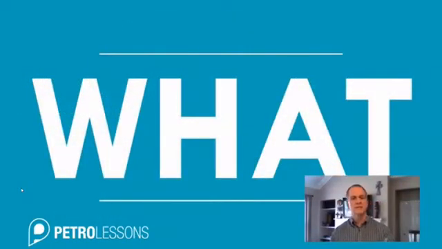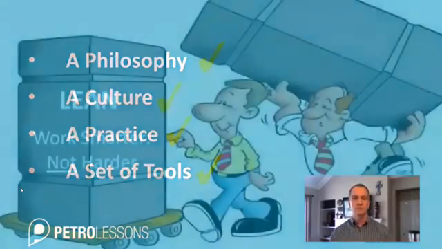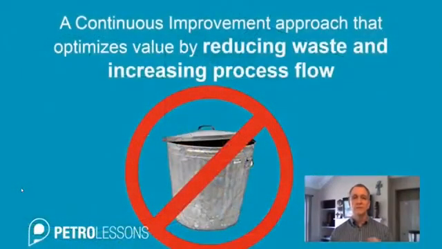Now, what is lean? Is it a philosophy? Is it a culture, a practice, a set of tools? Well, actually, it's all of these. It's a holistic approach to changing your culture and changing how people view their work and address issues, to go from firefighting to being proactive and taking care of problems. Lean is about working smarter, not harder. It's a continuous improvement approach that optimizes value by reducing waste. Elimination of waste is the key aspect of lean, so you can improve the flow of processes through your organization.